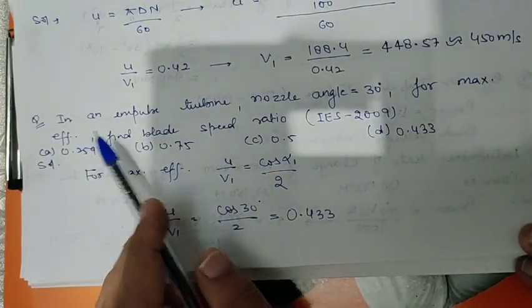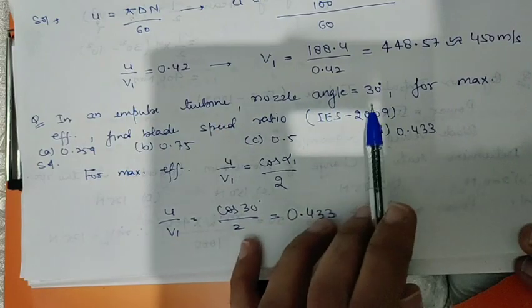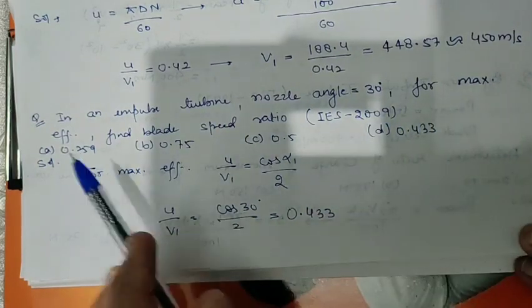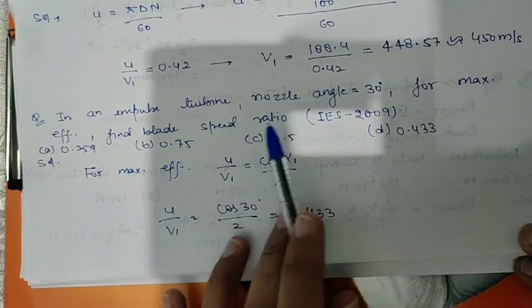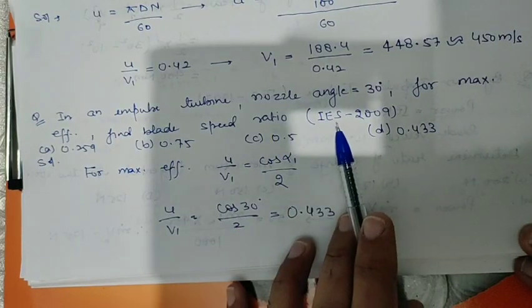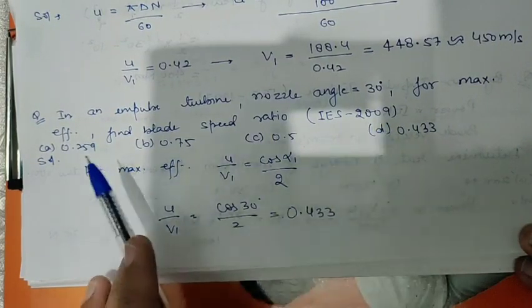Next question is, in an impulse turbine, nozzle angle is given as 30 degree for maximum efficiency. Find blade speed ratio. And this is the question which came in IES 2009. So these are the options.